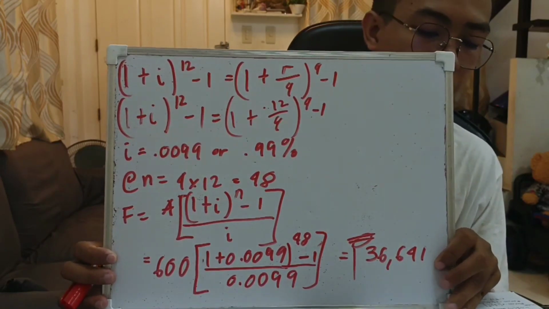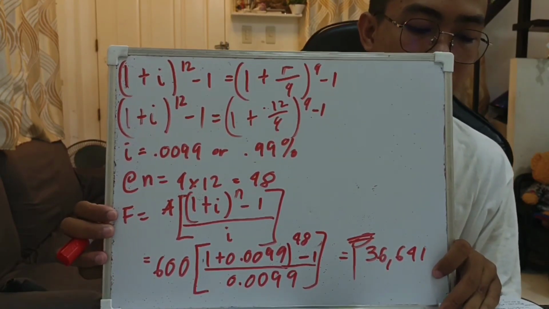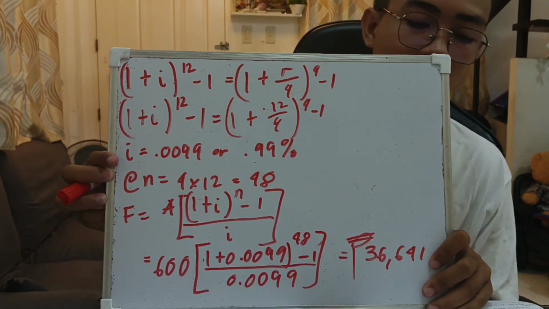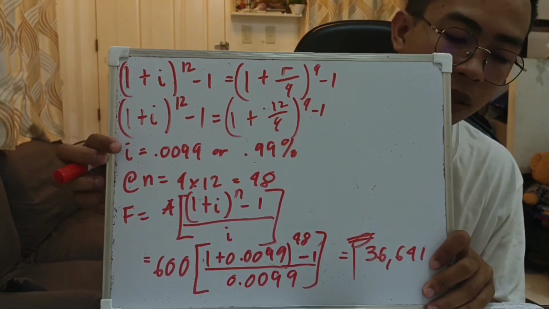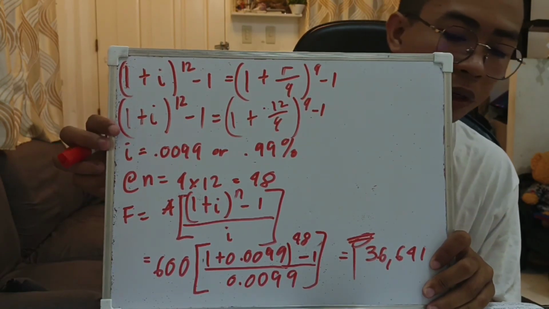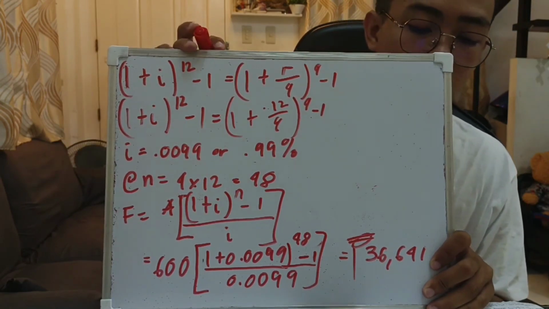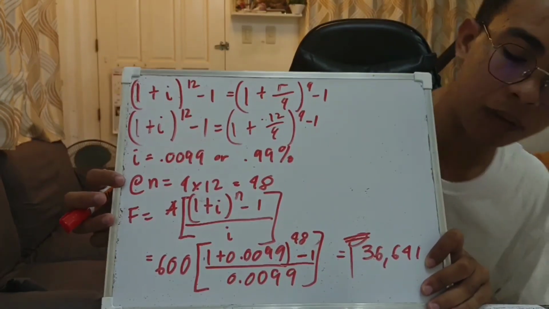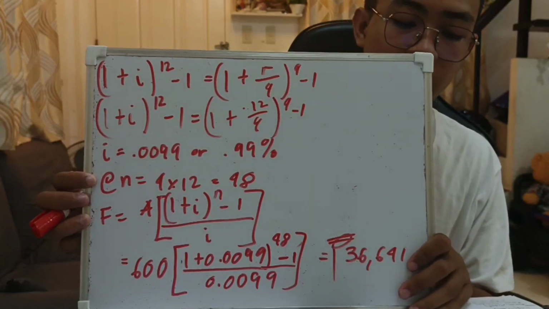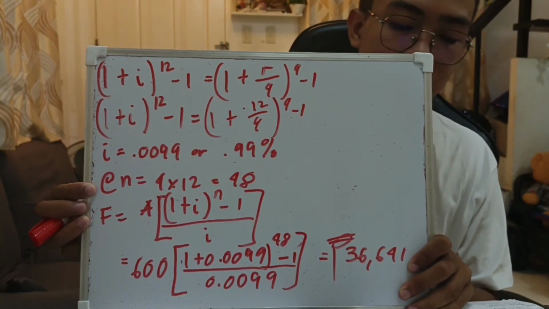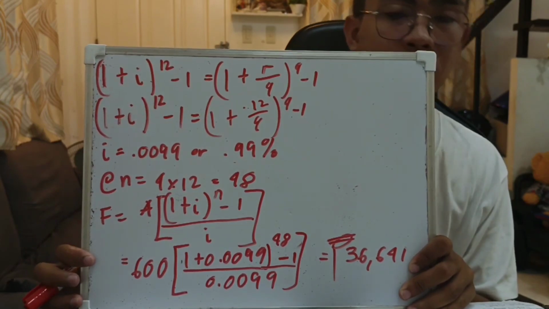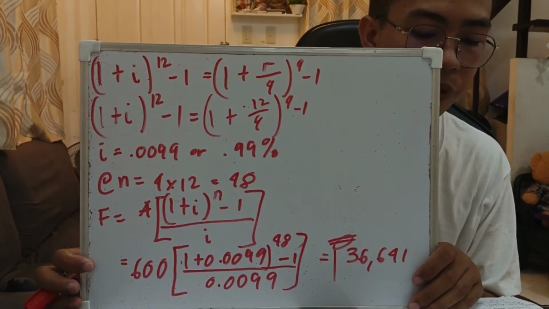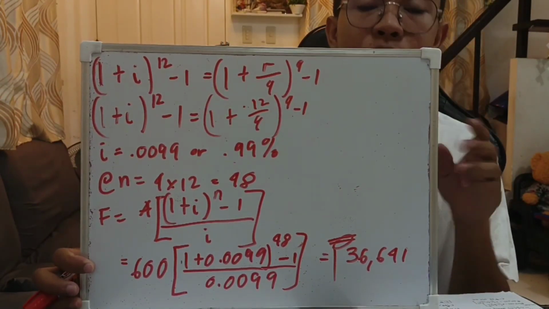So F is equal to A, which is the 600 pesos, times the quantity of (1 + 0.0099) to the power of 48, because it is compounded quarterly at the end of every month, so it will be 4 times 12, so our n is 48. So to the power of 48 minus 1 over 0.0099. So our F is 36,641 pesos, and this is our future worth.